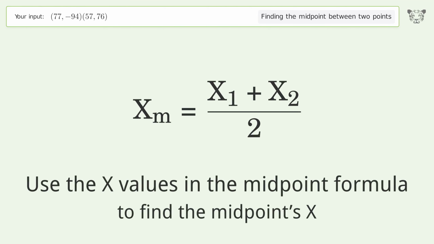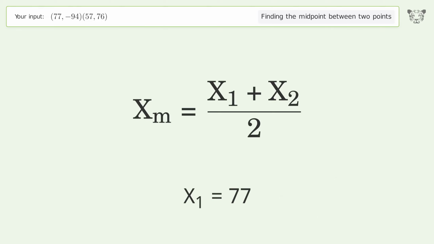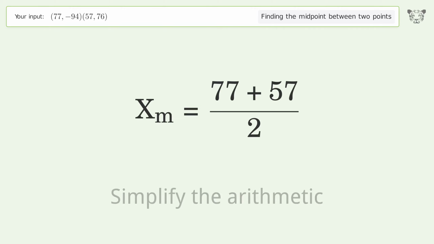Use the x values in the midpoint formula to find the midpoint's x. x1 equals 77. x2 equals 57. Simplify the arithmetic.